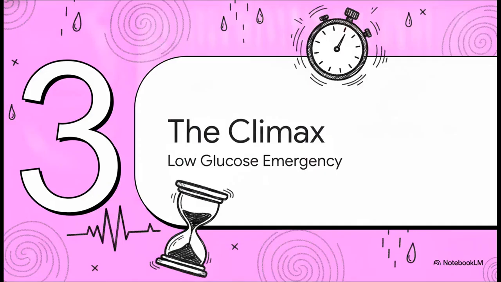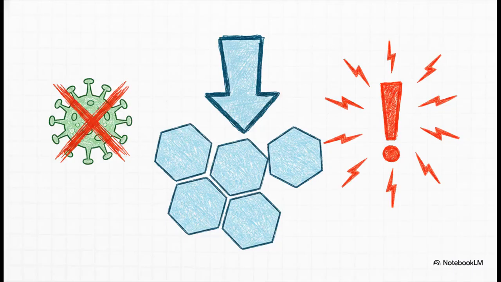All right, Section 3, the climax, the low glucose emergency. This is it, the absolute highest stakes scenario in our diagnostic journey. Waiting around for a culture here will literally cost the patient their life. Finding low glucose in the CSF is a dire clinical clue. Right off the bat, it emphatically rules out your typical viral causes. More importantly, it narrows your suspect list down to bacterial, fungal, carcinomatous, or TB meningitis. It mandates immediate aggressive action.